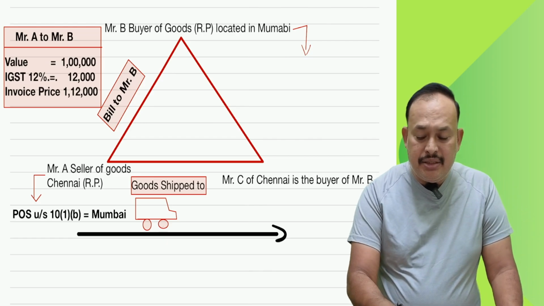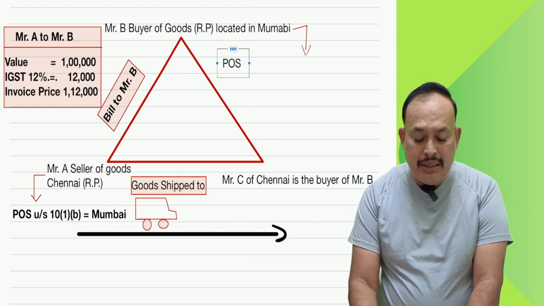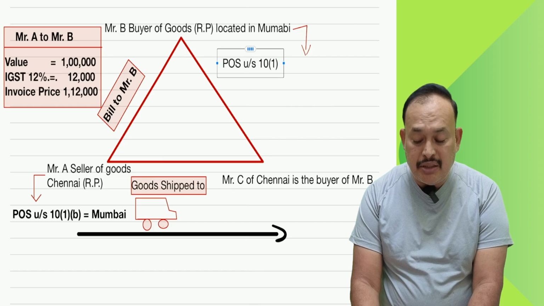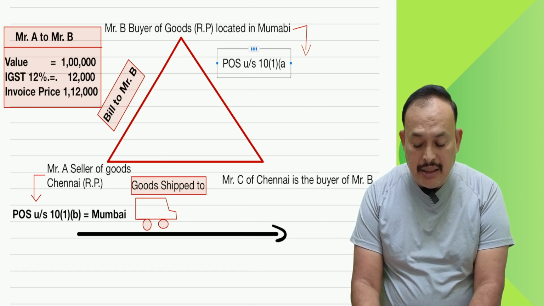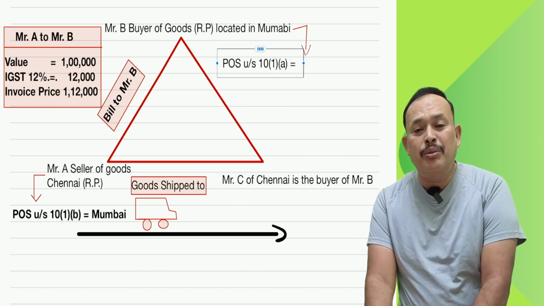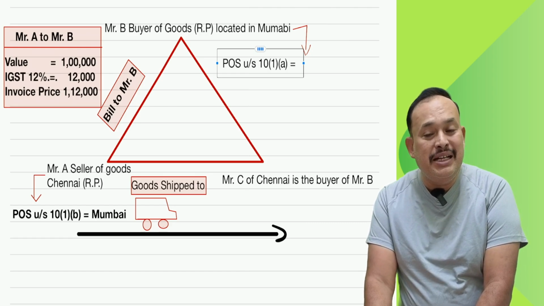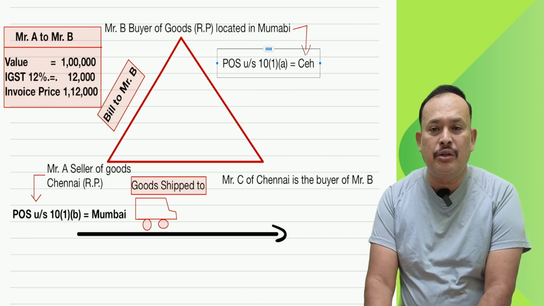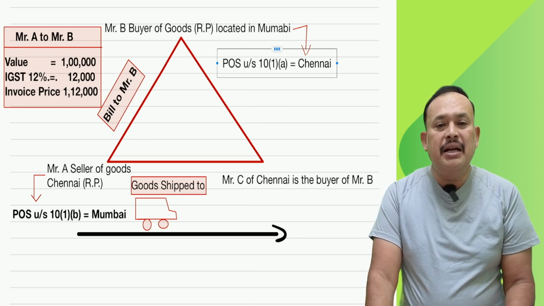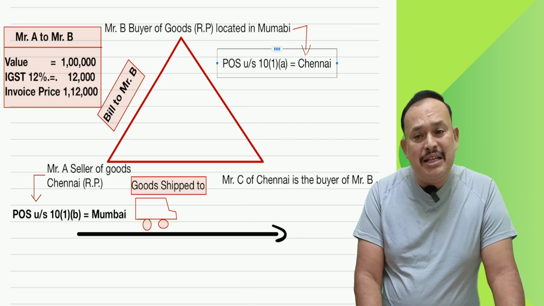So in the given case, POS, place of supply for Mr. B under section 10, subsection 1, clause A: supply involves movement of the goods. Here the supply involves movement of the goods from Chennai to Chennai. So where is the movement terminated? Movement terminated in Chennai. So the place of supply is equal to Chennai for Mr. B. In that case, Mr. B, when supplying the goods to C, has to raise the invoice or not?